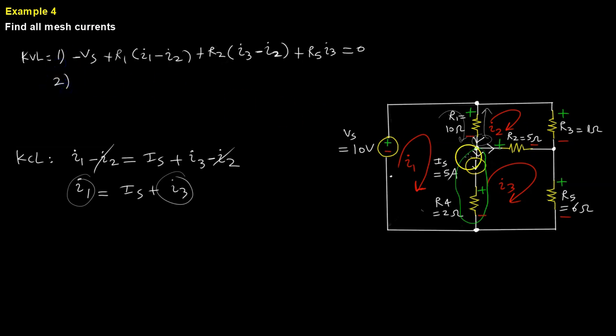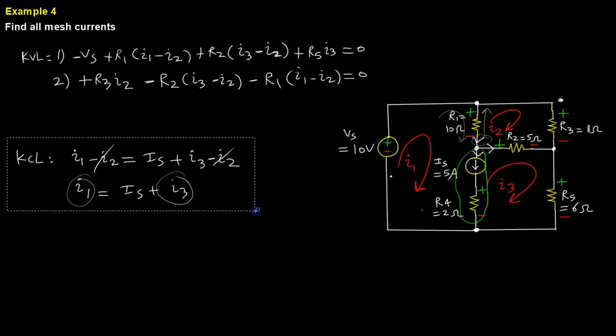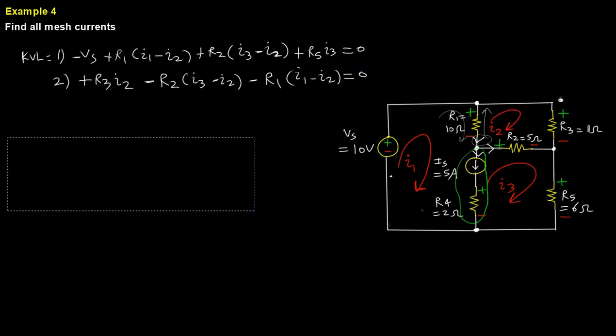So having done this, we can just leave it down here and do it for the second mesh. Let's start at this side because it's easier if you see a plus sign. I'm going to have a plus R3 multiplied by I2 going down there, I2. Then I'm going to go here, clockwise, and see a negative sign, R2. Then I know the current is I3 minus I2, so I3 minus I2. Then I'm going to go here and see a minus R1 times I1 minus I2, all equal to 0. Let me move this back up now, I need some space.